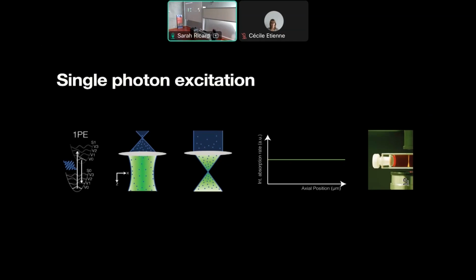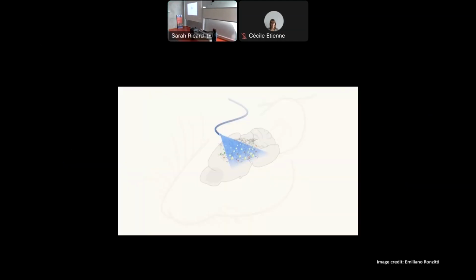For single photon excitation, basically the absorption rate is independent of axial position. So there's no axial discrimination. Every time a photon hits an ion channel, there's a chance that it'll be absorbed and the channel will open. So what that means in the brain is that everything that's expressing these genetically encoded channels will be activated as soon as we shine light, which was very exciting the first time that researchers observed that. But if you imagine, this is very, very unphysiological. This has absolutely nothing to do with the activity patterns that actually are happening in the brain.